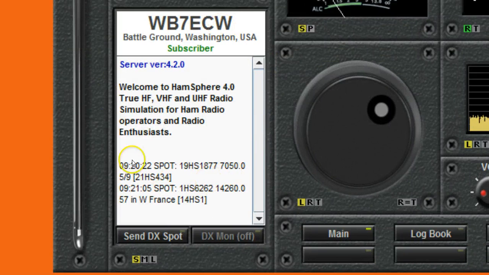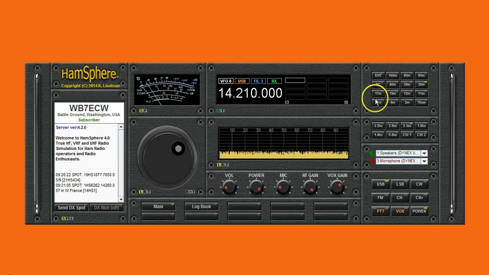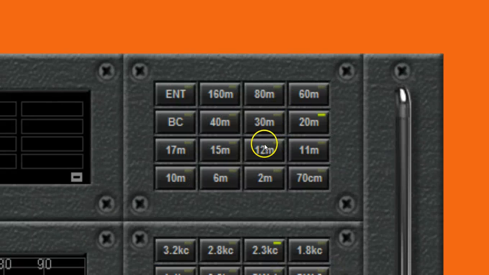This is no longer a chat box. It is a place where you do DX spots, which we'll talk about, and where you use DX monitors, which we will also talk about. Your band selection, that should be pretty familiar.